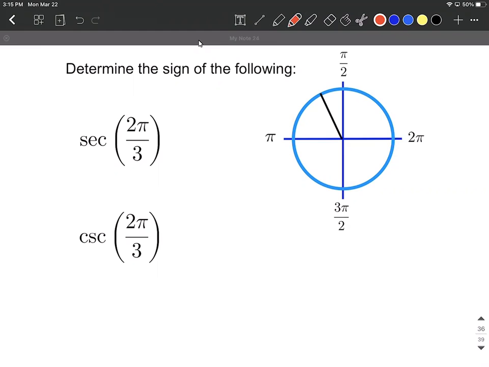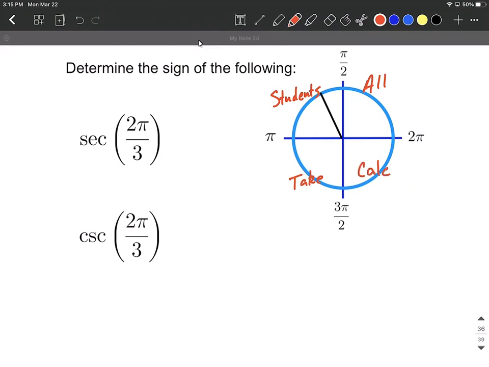The next thing I always like to do is remember "All Students Take Calculus." What that means is it's just a mnemonic device saying that everything's positive in the first quadrant, only sine and its reciprocal function are positive in the second quadrant, tangent in the third quadrant, and calculus in the fourth, or cosine in the fourth quadrant.